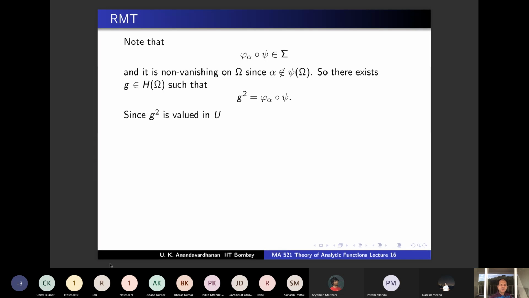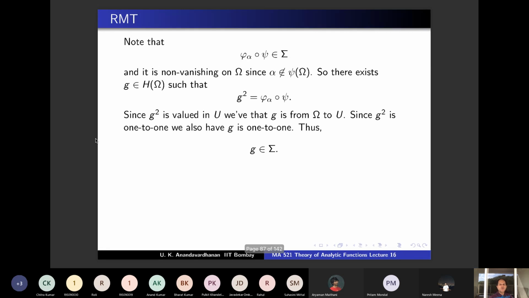Since phi alpha composed with psi is valued in U, G square is valued in U, therefore G is also valued in U. G is from omega to U. G is anyway holomorphic. Since G square is 1 to 1, G is also 1 to 1. Therefore, G is a holomorphic function, 1 to 1, valued in U. In other words, G belongs to sigma. So you have constructed a function G in sigma in this fashion.